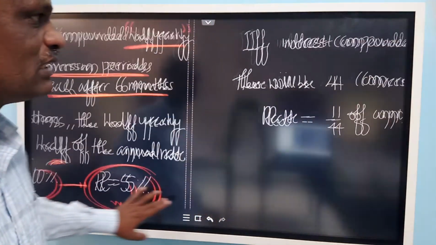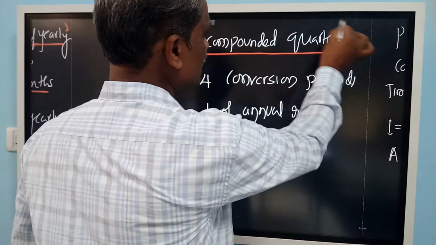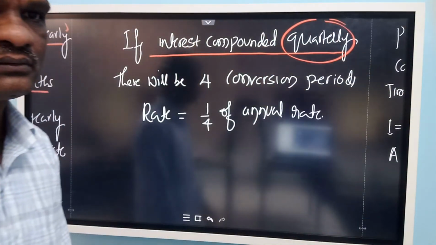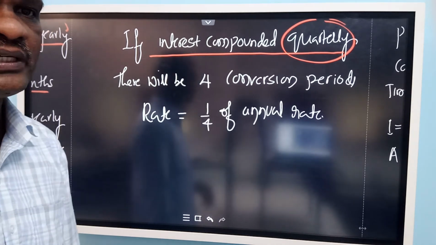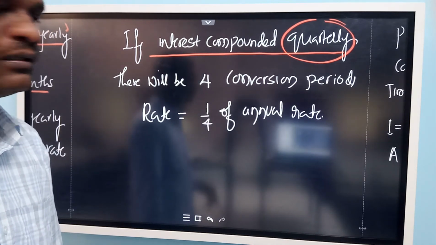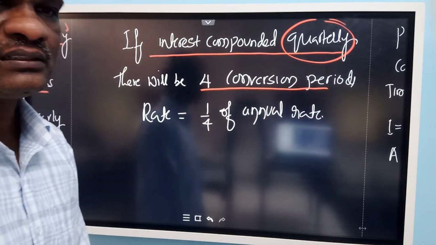Now come to the next one. If the interest is compounded quarterly, meaning after every 3 months you calculate the interest, how many conversion periods will there be in a year? Four conversion periods. So what happens to the rate of interest?